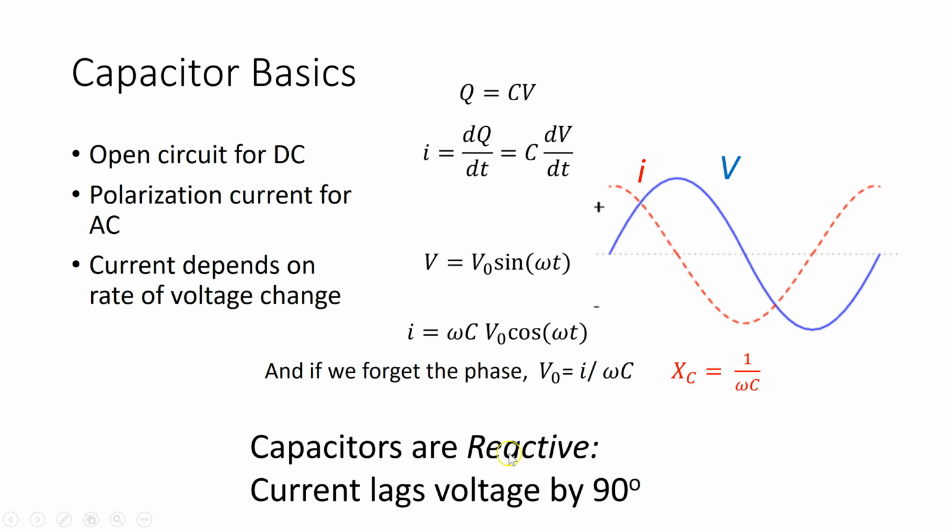Capacitors are called reactive components because current and voltage are not in phase. Resistive components have current and voltage in phase. In a capacitor we see that current lags voltage by 90 degrees.